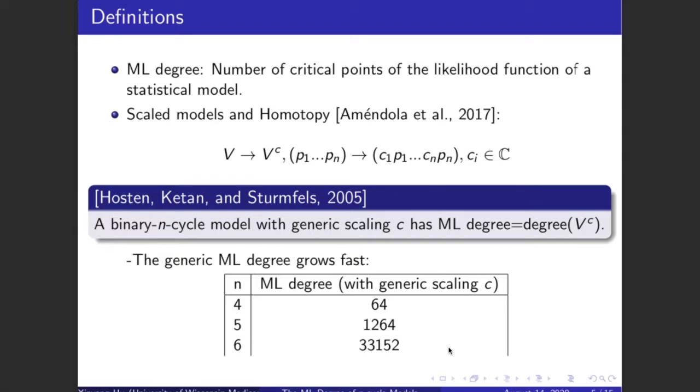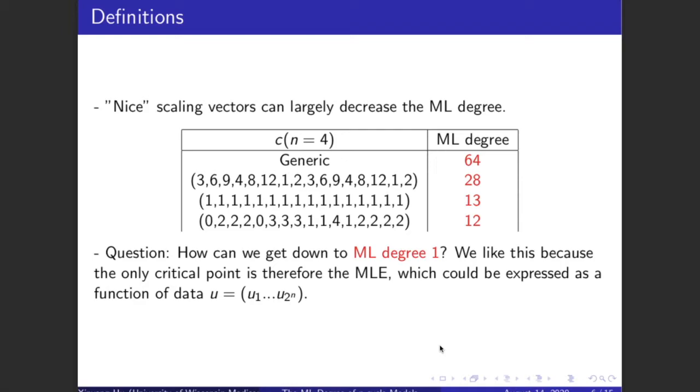Hosten, Khetan, and Sturmfels gave the upper bound, which is also the ML degree of generic scaling, in the following theorem. As we can see, the ML degree grows very fast. However, if we can find some nice scalings, we can decrease the ML degree by a lot. This is because when we are applying homotopy to go from a generically scaled model to some special one, some of the critical points will go off to infinity and therefore they will not be counted in the ML degree.